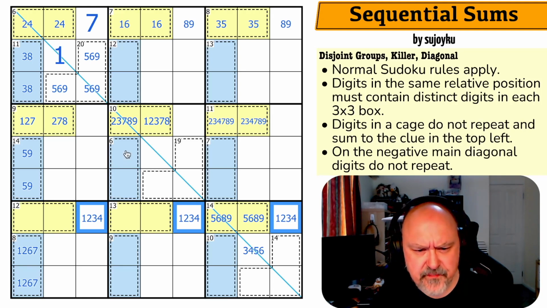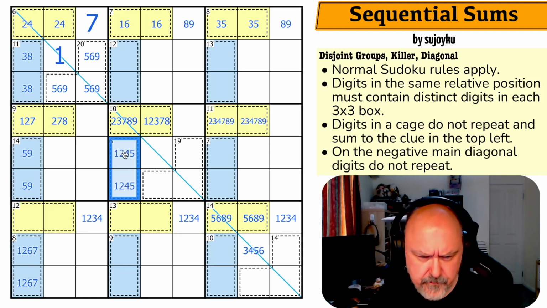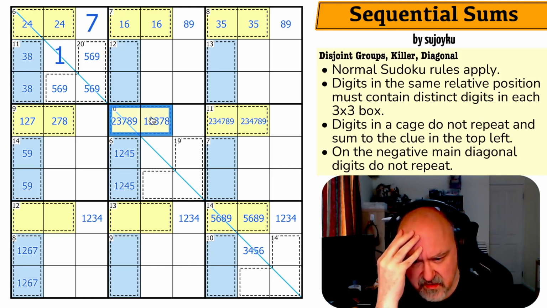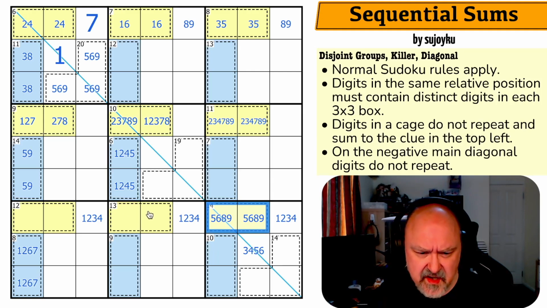So this is either 1-5 or 2-4. If this is 2-4, no, I've got so much freedom here. It's not funny. I don't get it. I told you there'd be something about this puzzle I didn't get. And there must be 7, 8, 9 in here, but I can't put 7 in here.